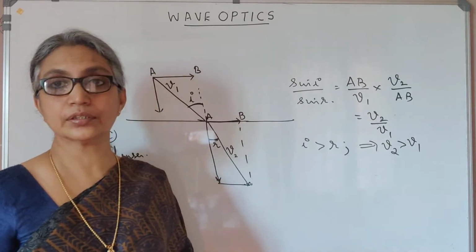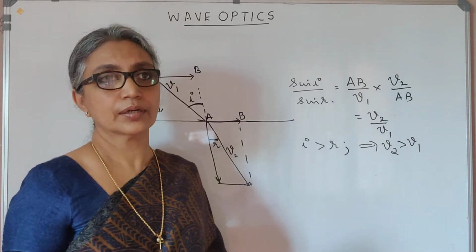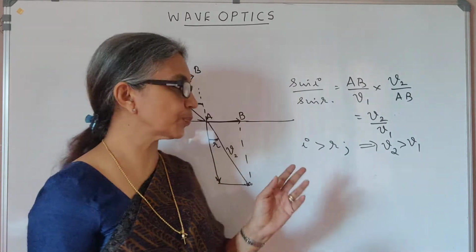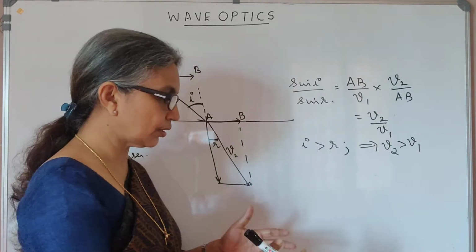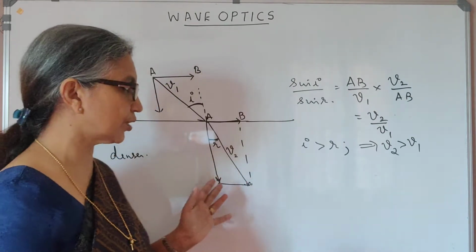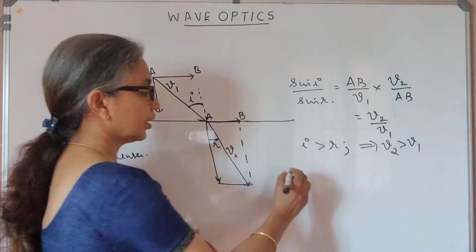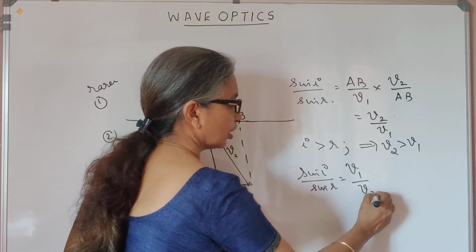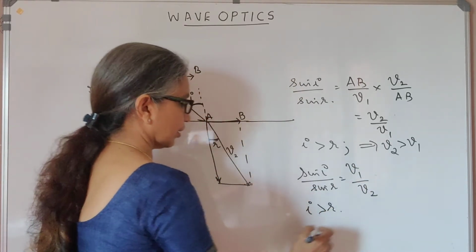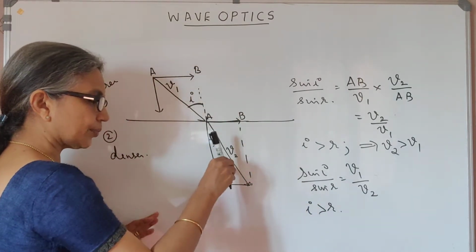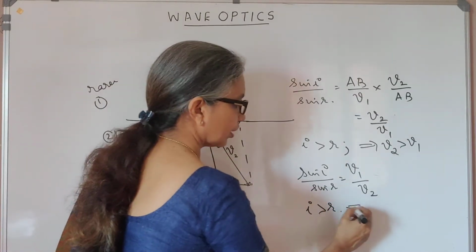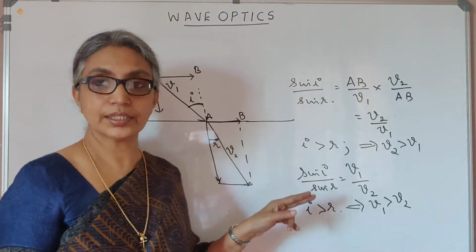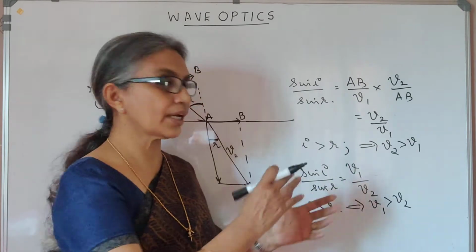Now, it was around the same time that a Dutch physicist called Christian Huygens put forward the theory that light is wave nature. He was also able to explain Snell's law of refraction, and we in this session will be proving Snell's law of refraction using Huygens' principle. But according to him, sin i by sin r is equal to V1 by V2, which implies that if i is greater than r, that is, if the ray of light is bending towards the normal in a denser medium, then V1 is greater than V2, or the speed of light in the denser medium is lesser than the speed of light in the rarer medium. So here we had a contradiction.